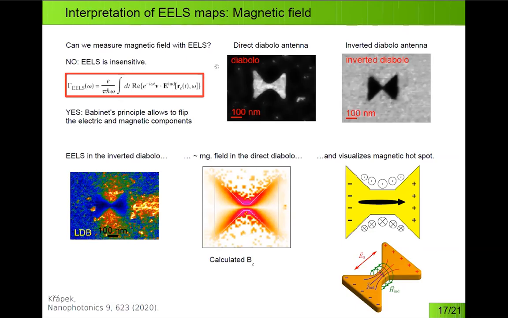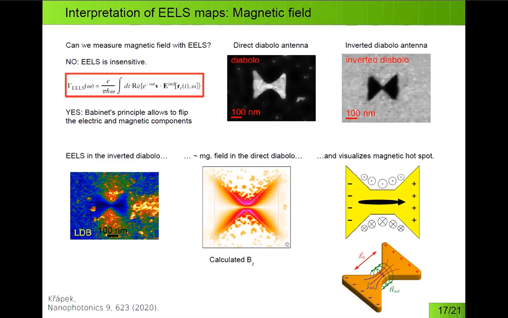So the first step is to discard this antenna and fabricate an inverted antenna where gold is replaced by substrate and vice versa. And then we record fields in the inverted double O that corresponds to the electric field distribution in the inverted double O. And this corresponds to the magnetic field in the direct double O. So the electric field here corresponds to the magnetic field here. And this is how it looks when calculated.